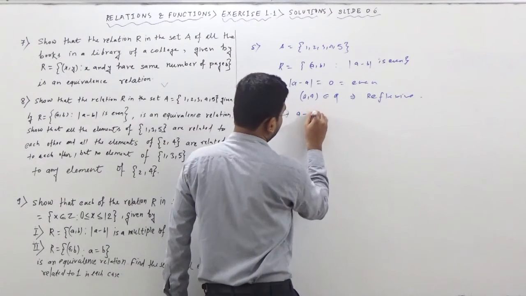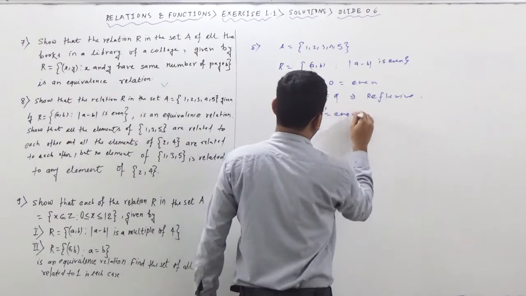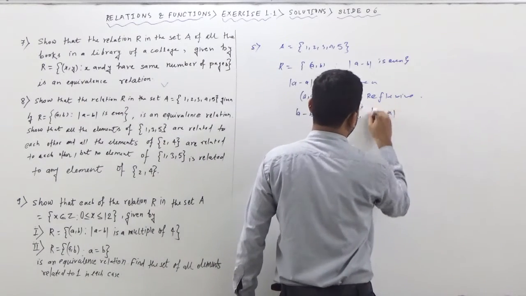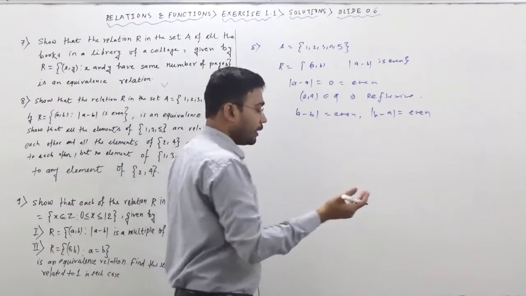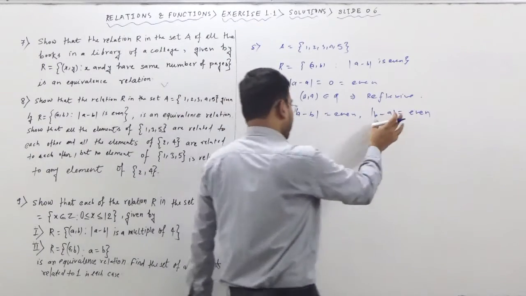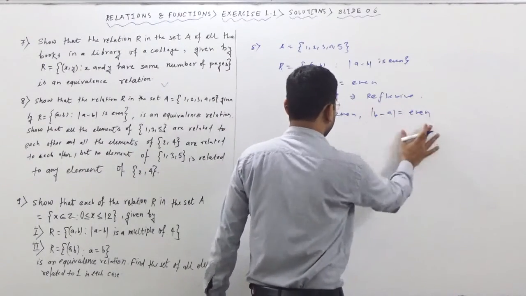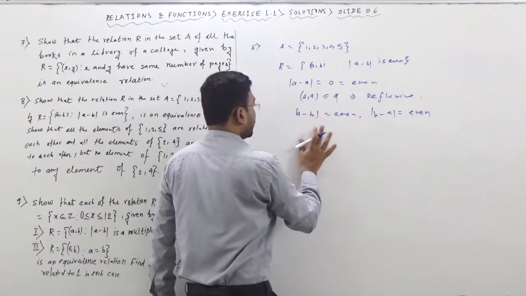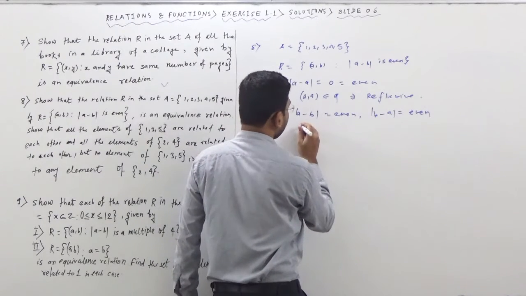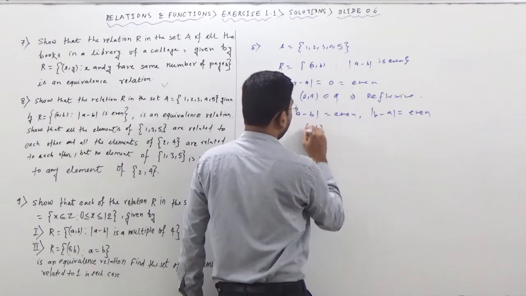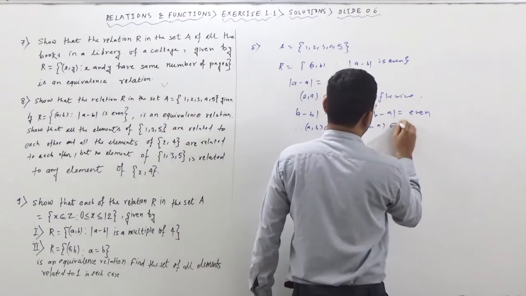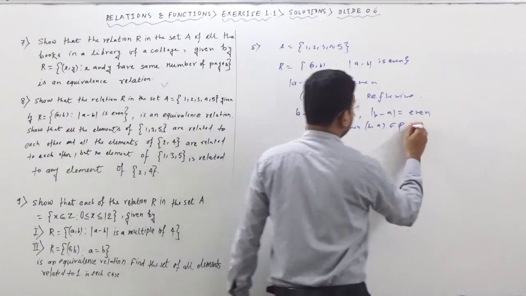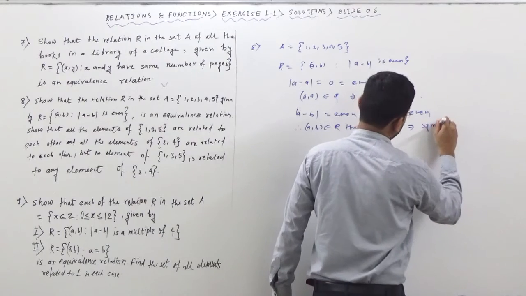A minus B, if it is even, then you know that B minus A is also going to be even, only because this is inside mod. So whether it is minus 2, then also it will give you 2. If here it is plus 2, then of course that is 2. So 2 is equal to 2. So this is going to be even. So we can say, therefore, if (A, B) belongs to R, then (B, A) also belongs to R. Therefore this is a symmetric relation.